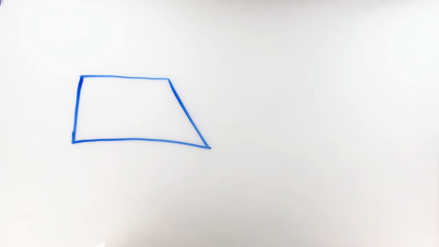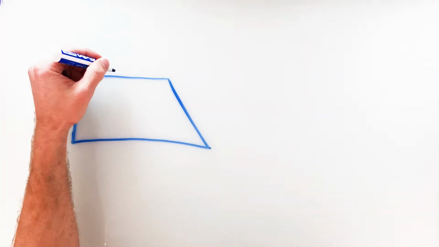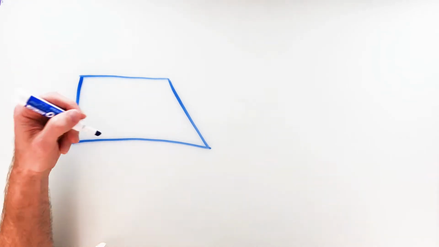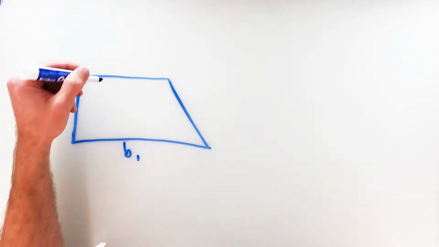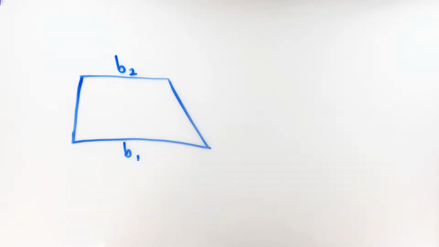Now, in a trapezoid, the two parallel sides are what we call the bases. There's two bases. It doesn't really matter which one is which. We usually just call one base 1, or B1, and the other one we call base 2, or B2.